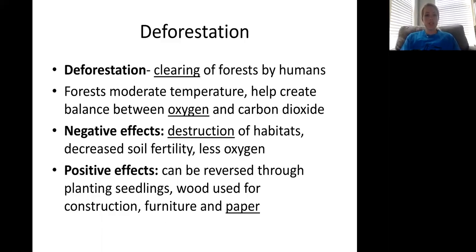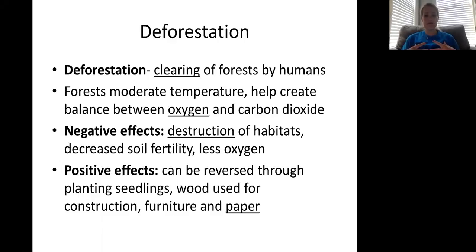But deforestation is a super important thing to talk about because forests have this moderate temperature. They help create a balance between our carbon and oxygen cycle. So we need enough carbon dioxide and oxygen, and our forests help moderate that in our environment. So when we cut down all the trees, we have some issues.